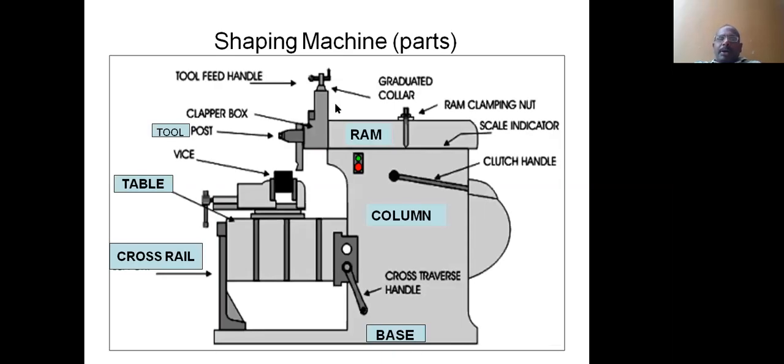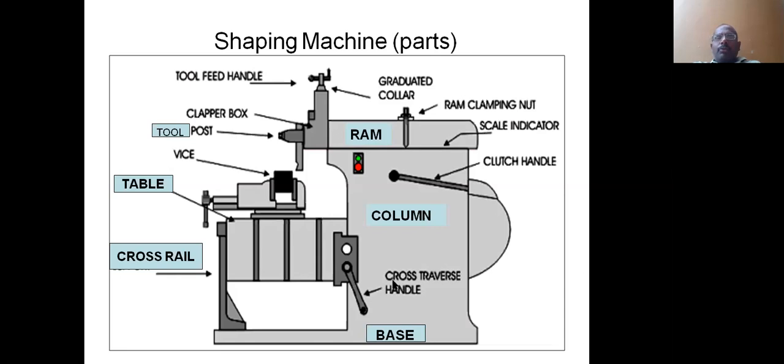So very simple. Observe. The very first part is the base. It is an integrated part. How? In a lathe machine, the bed is a separate part. The remaining parts like headstock and tailstock are mounted over a bed. But in this particular shaping machine, the base is an integrated part with the column.